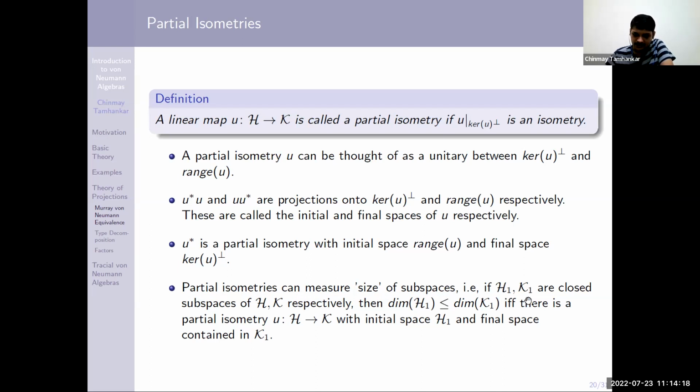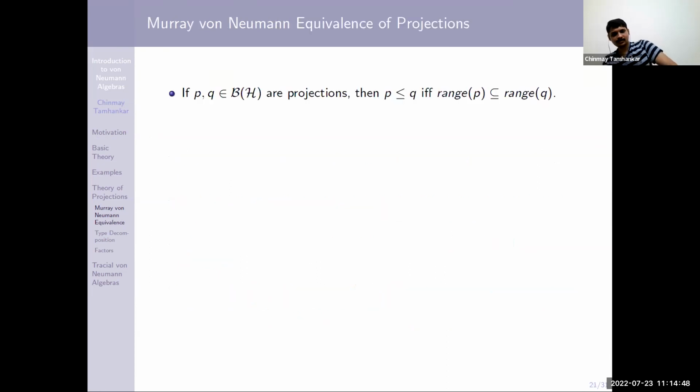That means if H1 and K1 are closed subspaces of H and K respectively, then the dimension of H1 is less than or equal to the dimension of K1 if and only if there is a partial isometry with initial space H1 and final space contained in K1. So these partial isometries can be thought of as injective functions between sets, and these subspaces or the projections onto them can be thought of as sets. So this is the model which we want to use. Okay. So we now define what is called the Murray-von Neumann equivalence of projections.